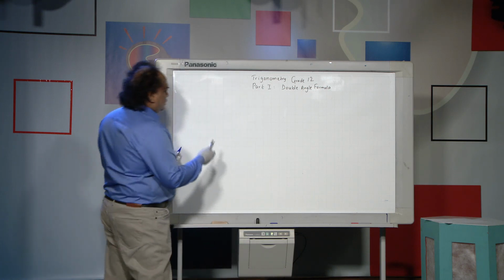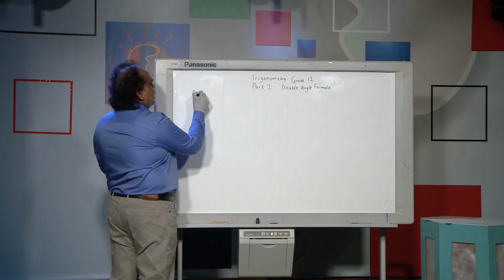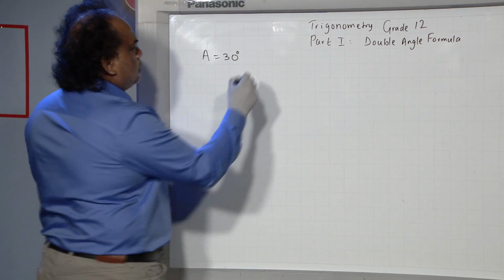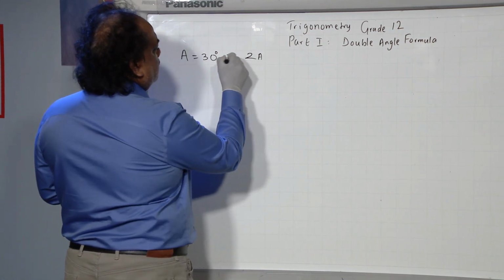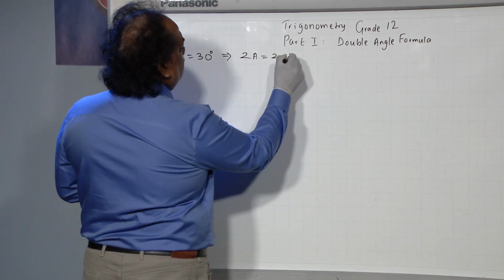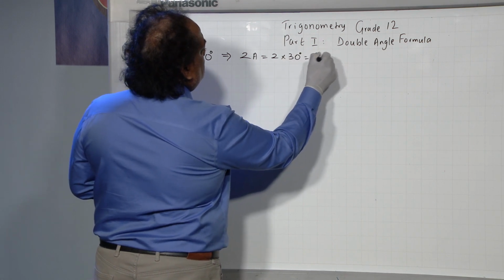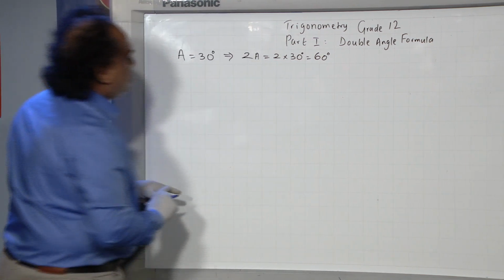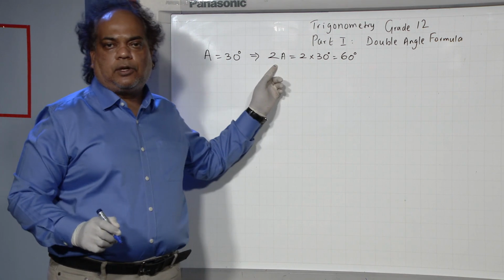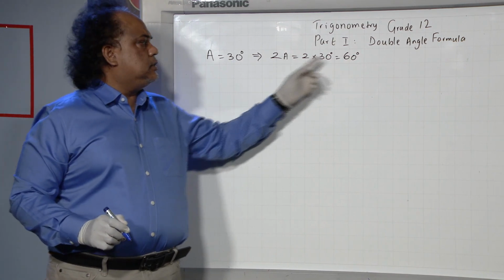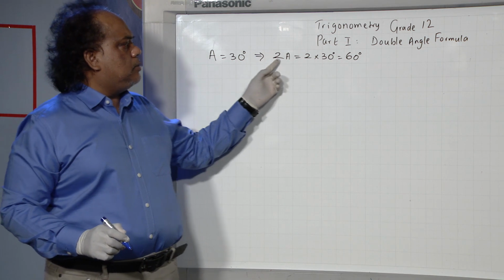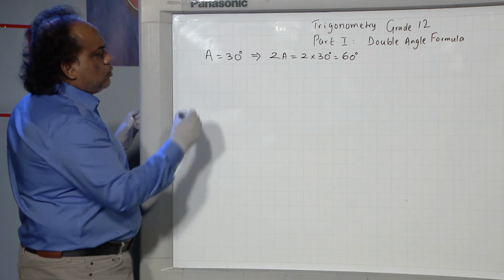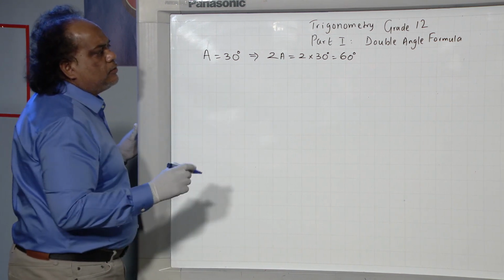Now, let A be an angle of 30 degrees. Then double angle A will automatically be equal to 60 degrees. So if A is 30, double angle A will be 60. If A is 10, double angle A will be equal to 20. Now, what are we going to learn? What are the double angle formulae?